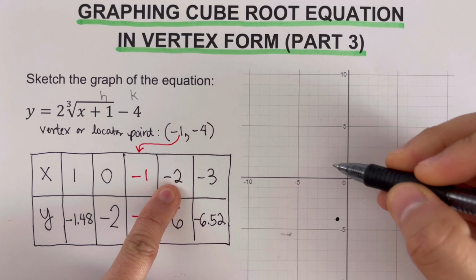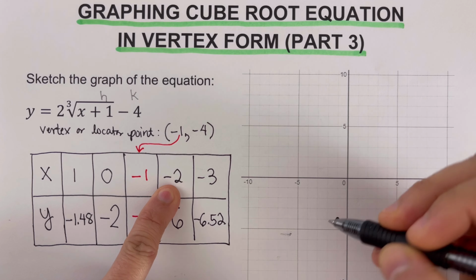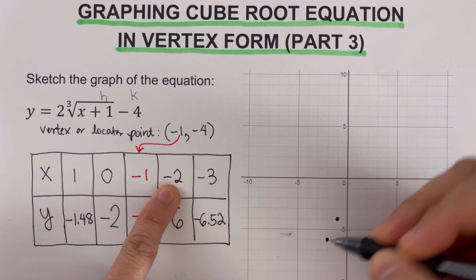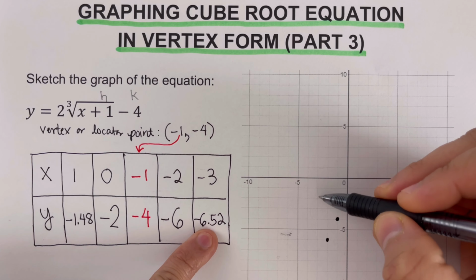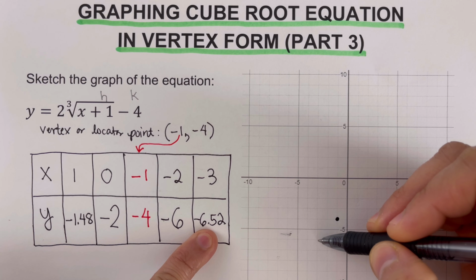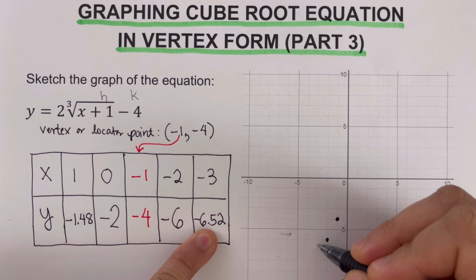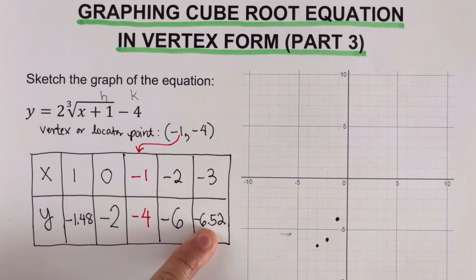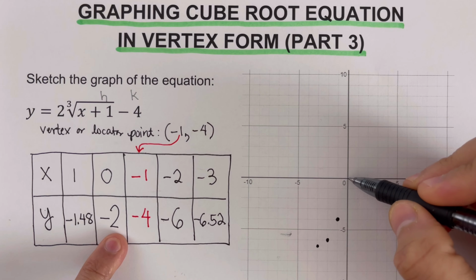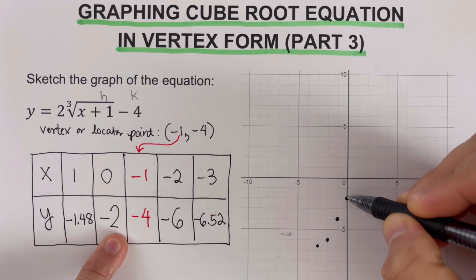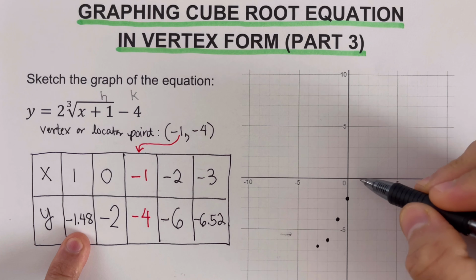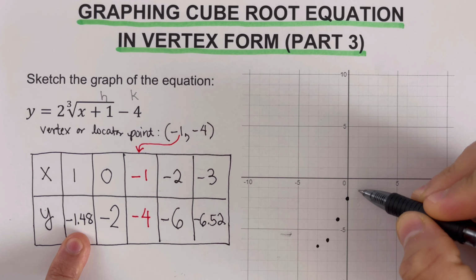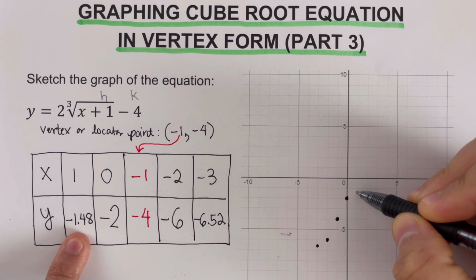-2 goes to -6. It's going to go down here. And then we have -3 goes to -6.52. So 6, this is 7, so halfway between that. And then we have 0 goes to -2. This goes down here. And then 1 goes to -1.48. So it should sit somewhere around here.